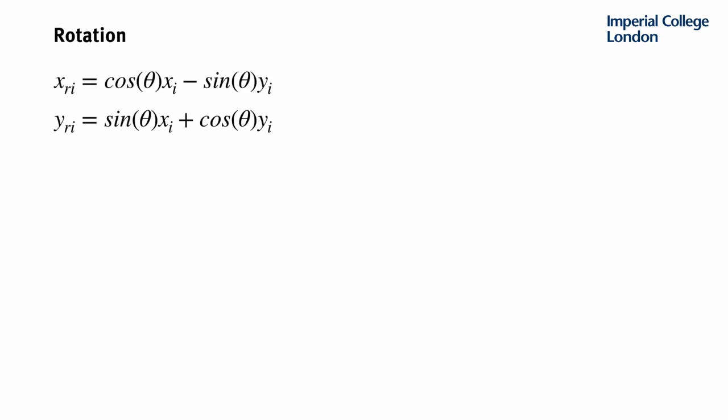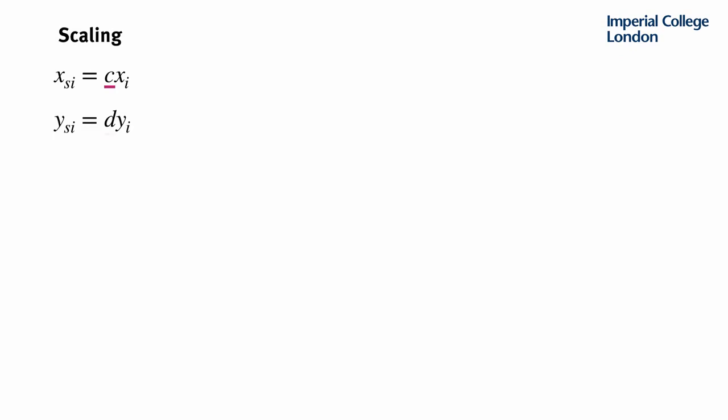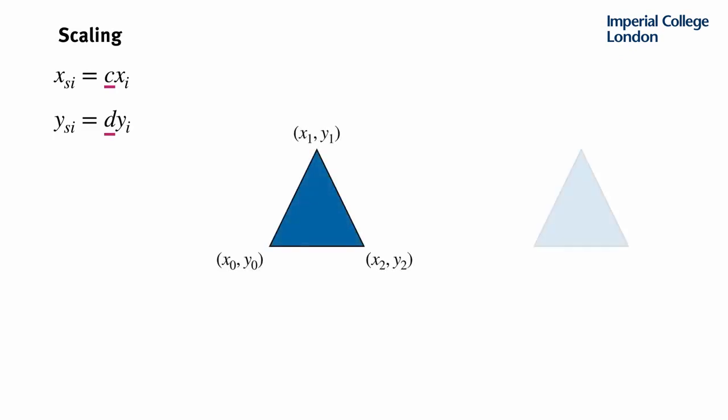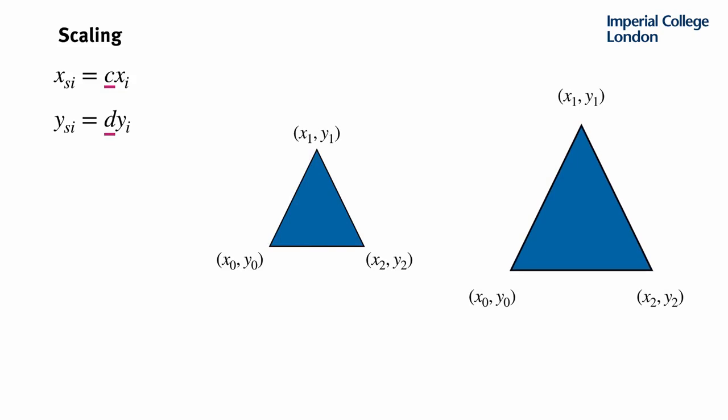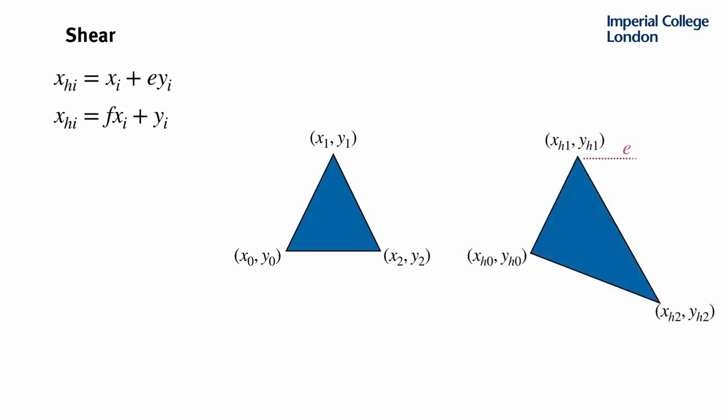To rotate an object, we can use this equation to rotate the coordinates of their vertices. Theta is a rotation angle, so we can use the cosine and sine of theta to rotate the object. To change an object size, we can multiply their vertices with the scaling factor, in this case C and D. We can shear the object by incrementing the x and y coordinates of the vertices with the origins of y, x times the shear factor E and F.